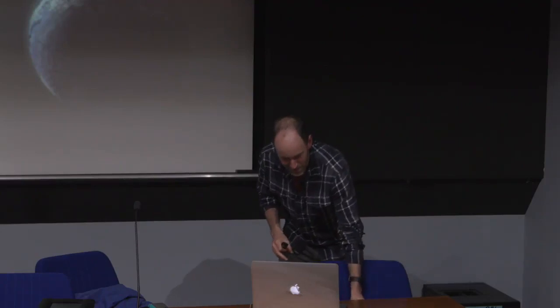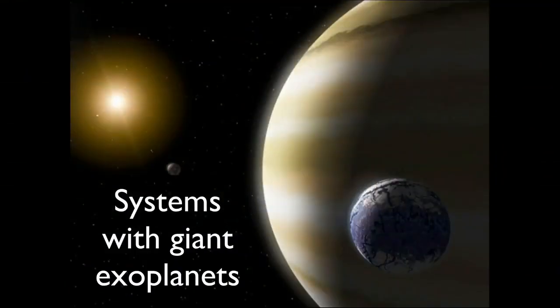Okay, all right, here we go. So now we're going to look at systems with giant exoplanets. What do we know about those, and what can we learn and extrapolate about what they mean? So here's what we know.